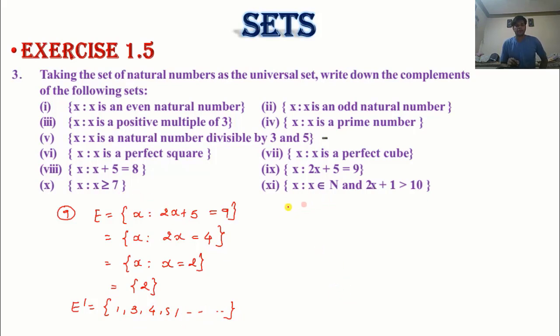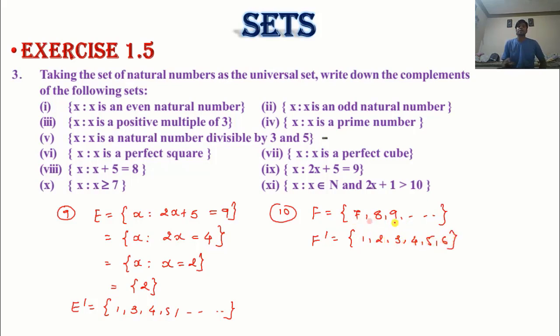Okay, 10th one. What is given? Suppose I consider that set as F. Then F equals the set of x such that x is greater than or equal to 7, that is 7 or more than 7. So 7, 8, 9, etc. What would be the complement? Firstly you got the numbers 1 to 6: 1, 2, 3, 4, 5 and 6. You can exclude these numbers from U, and U is your N.